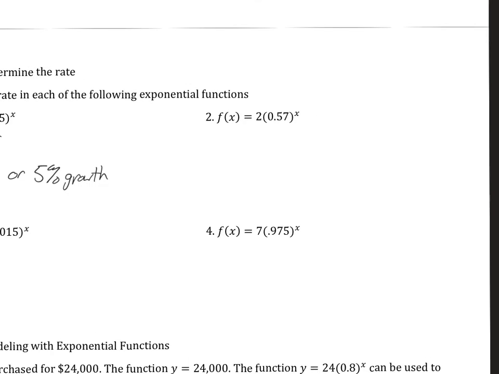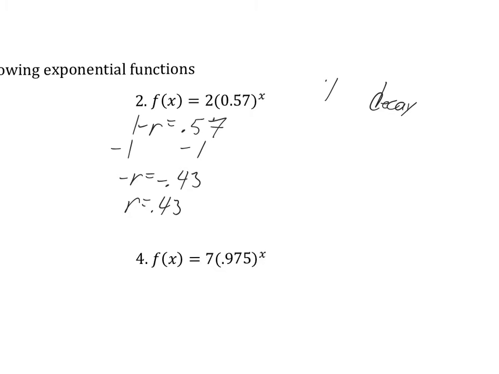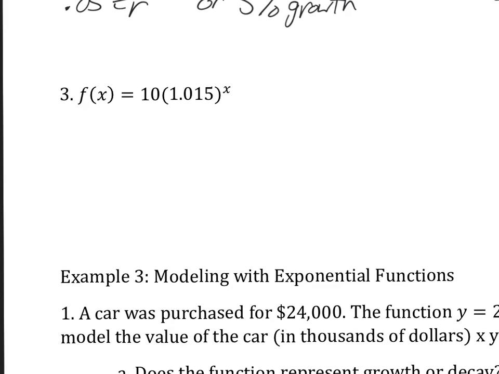Okay, so looking at this next one, is that greater than 1 or less than 1? It's less, so I know that I'm doing a decay. So I can say I have 1 minus r equals 0.57. Let's subtract 1, so negative r equals negative 0.43. Get rid of those negatives, so r equals 0.43, or we can say 43% decay. Okay, go ahead and try this next one on your own.